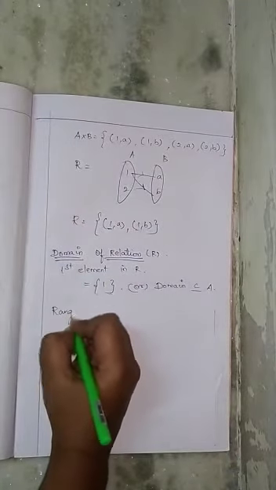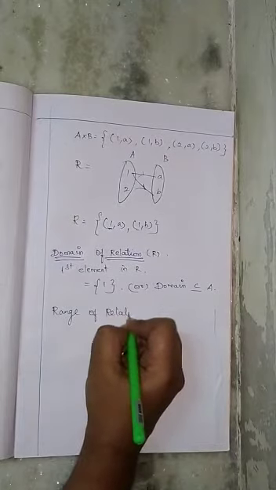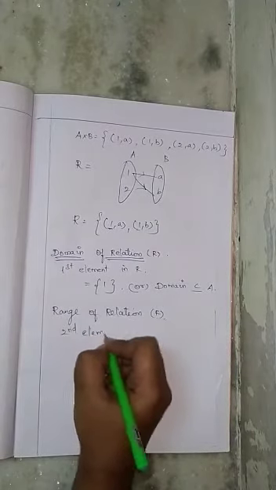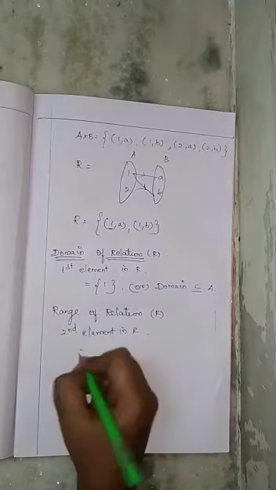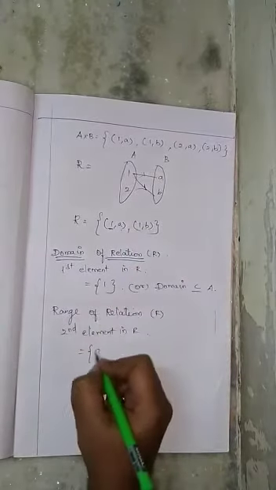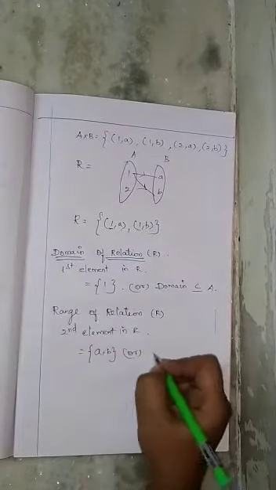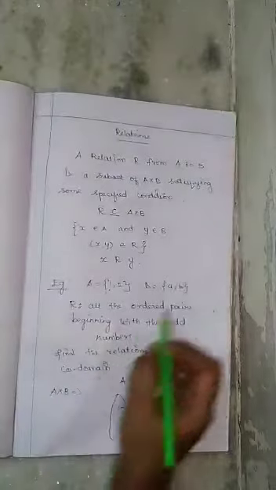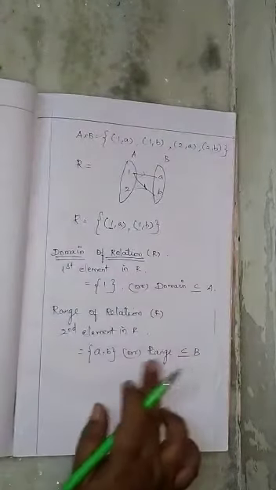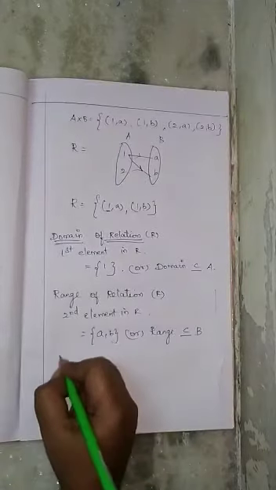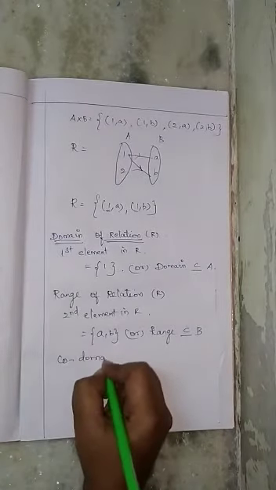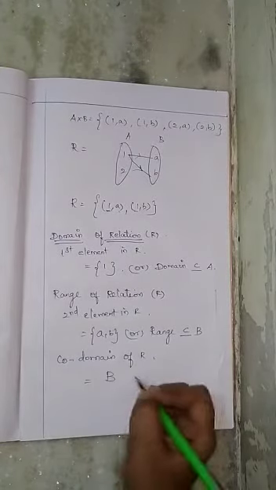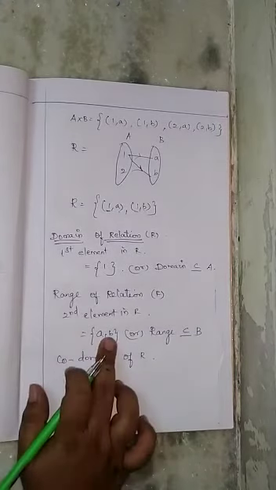Next one is range. What is range? Already I said, it is the second element present in the relation set. What are the second elements here? a is there, b is there. So that is the range. It is otherwise called a subset of B, because a, b are present in set B, so the range is a subset of B. Next one is codomain. What does codomain mean? All the elements present in set B. That is the codomain.